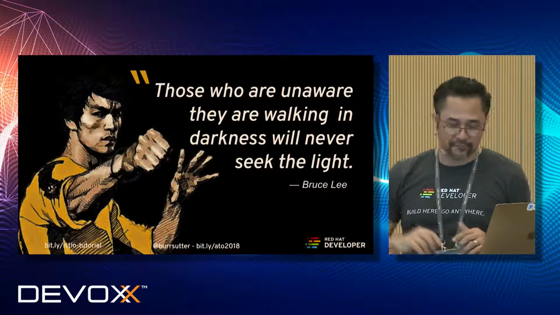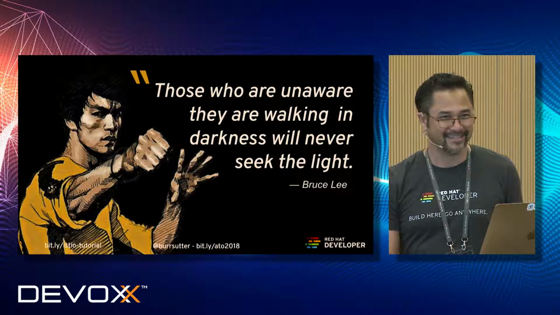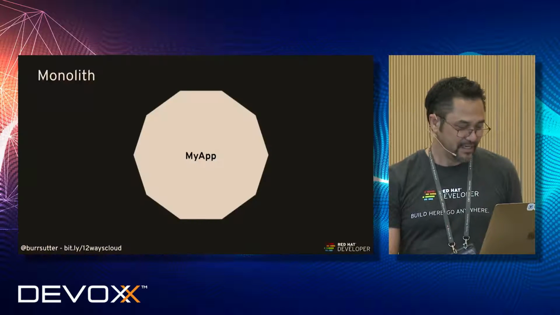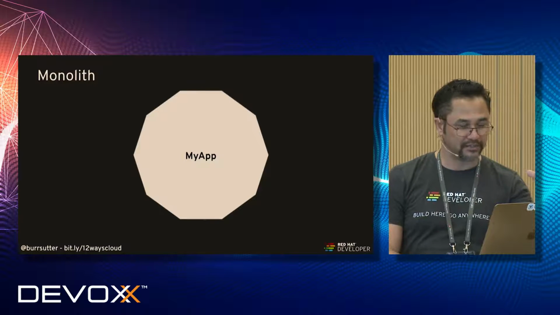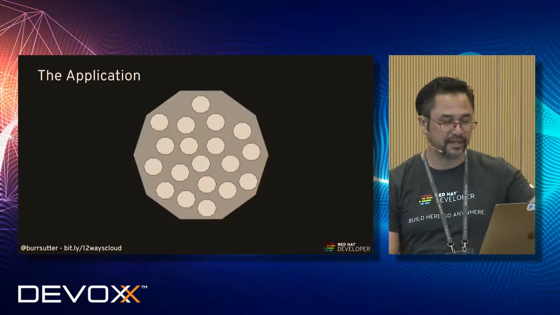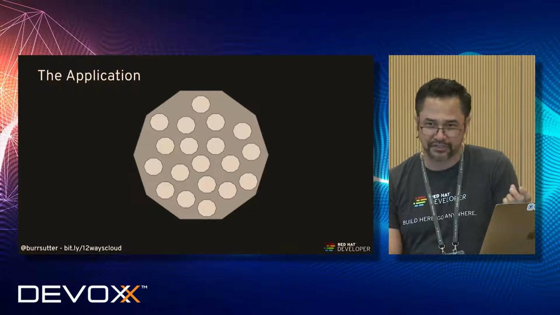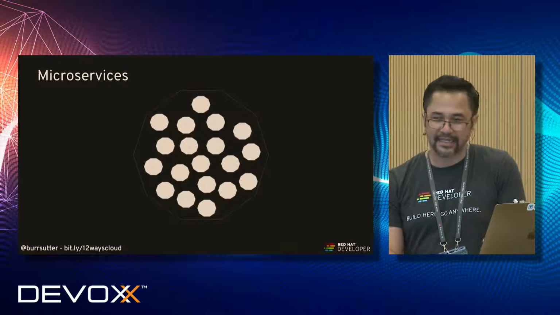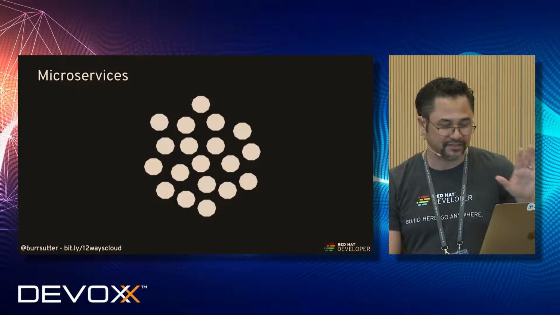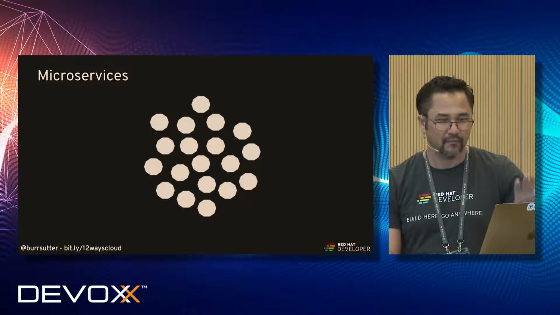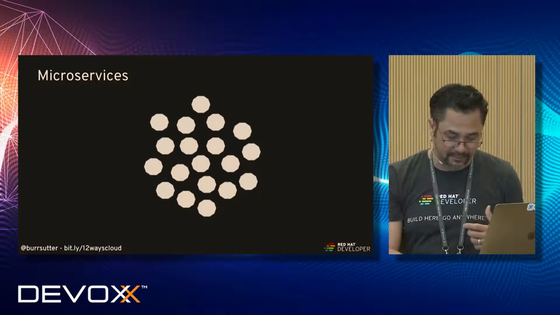So I love this quote again from Bruce Lee: those who are unaware they're walking in darkness will never see the light. That's how you have to think of it from this perspective. So if you have your monolithic application right here, you know what your application looks like. I can deploy it every 3 months. I can get my arms around it. But now we're dealing with a world where the application itself is really a series of modules, a series of components. We start thinking of these things as microservices, and our application fades into the background, right? So our application is now gone. We now have these microservices, which together make up what we thought was the application.